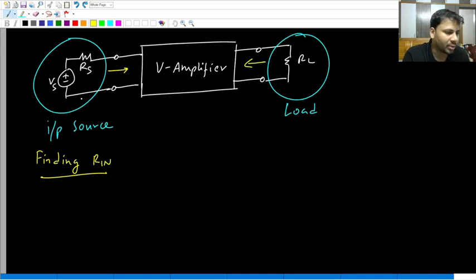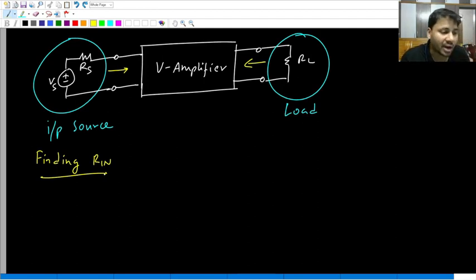Okay, Vipin Kumar is asking, sir, is Rin containing the RL term or no? It can contain RL. It depends on the circuit. It is possible that the input resistance can depend on RL. In many circuits, Rin does not contain RL, but in some circuits, it is possible. If the circuit has feedback, then it is possible that Rin will contain RL.